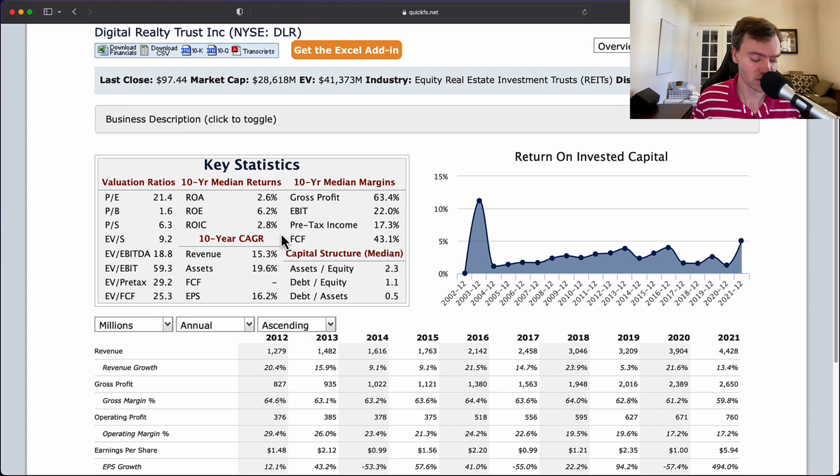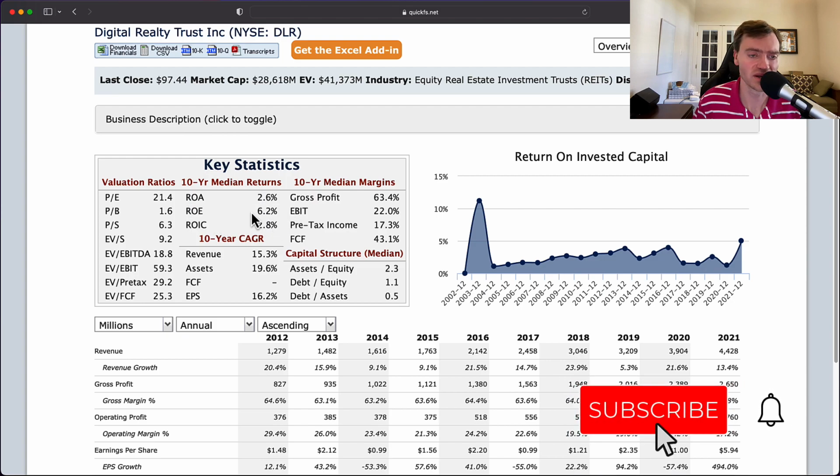It's not going to go on my watch list because this median return on equity is simply too low. I need this to be in the 15% range, and we're less than half that.